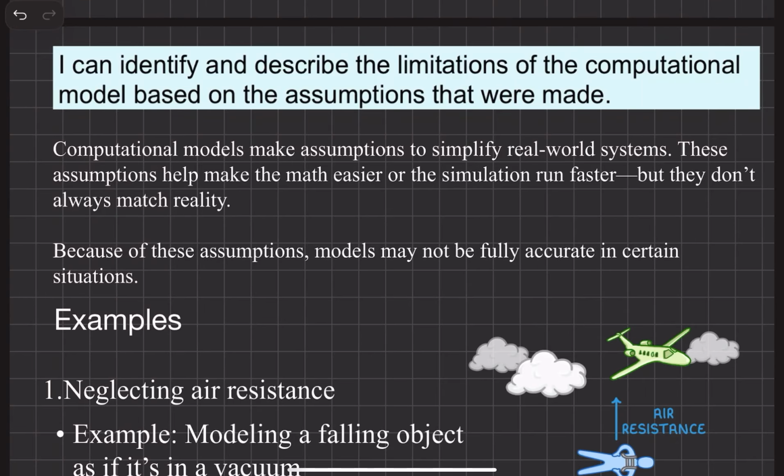When we work with the law of conservation of energy, we're always making assumptions. This lesson is about identifying those and identifying how they might influence our results. So the learning objective is: I can identify and describe the limitations of the computational model based on the assumptions that were made.